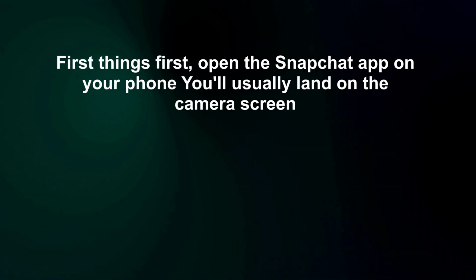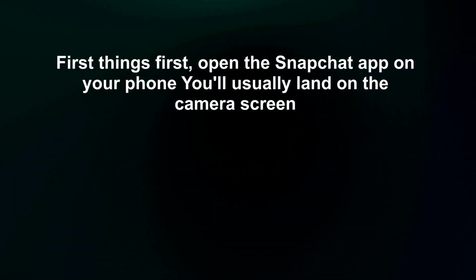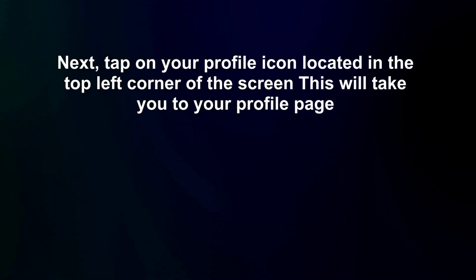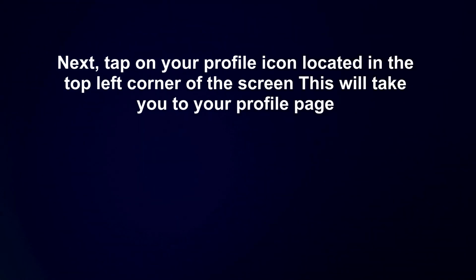First things first, open the Snapchat app on your phone. You'll usually land on the camera screen. Next, tap on your profile icon located in the top left corner of the screen. This will take you to your profile page.